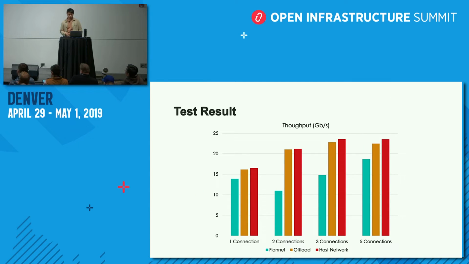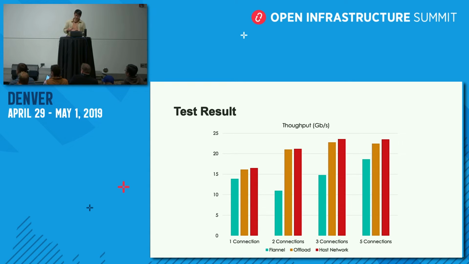In the first test, we use iPerf to test the throughput. iPerf servers are running in one pod, and the iPerf clients are running in the other pod. We increased the number of connections by adding more iPerf servers and clients. The result is in the picture.